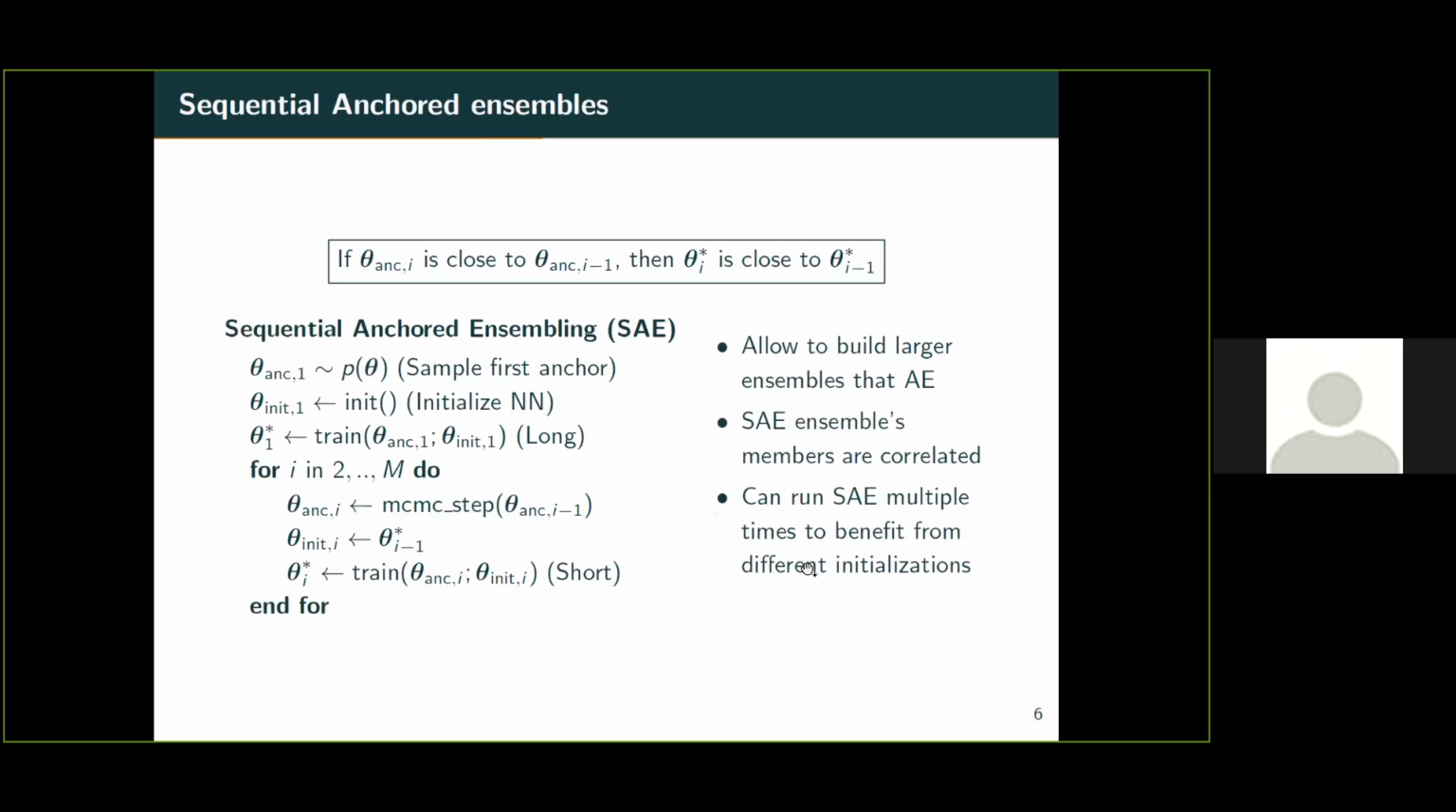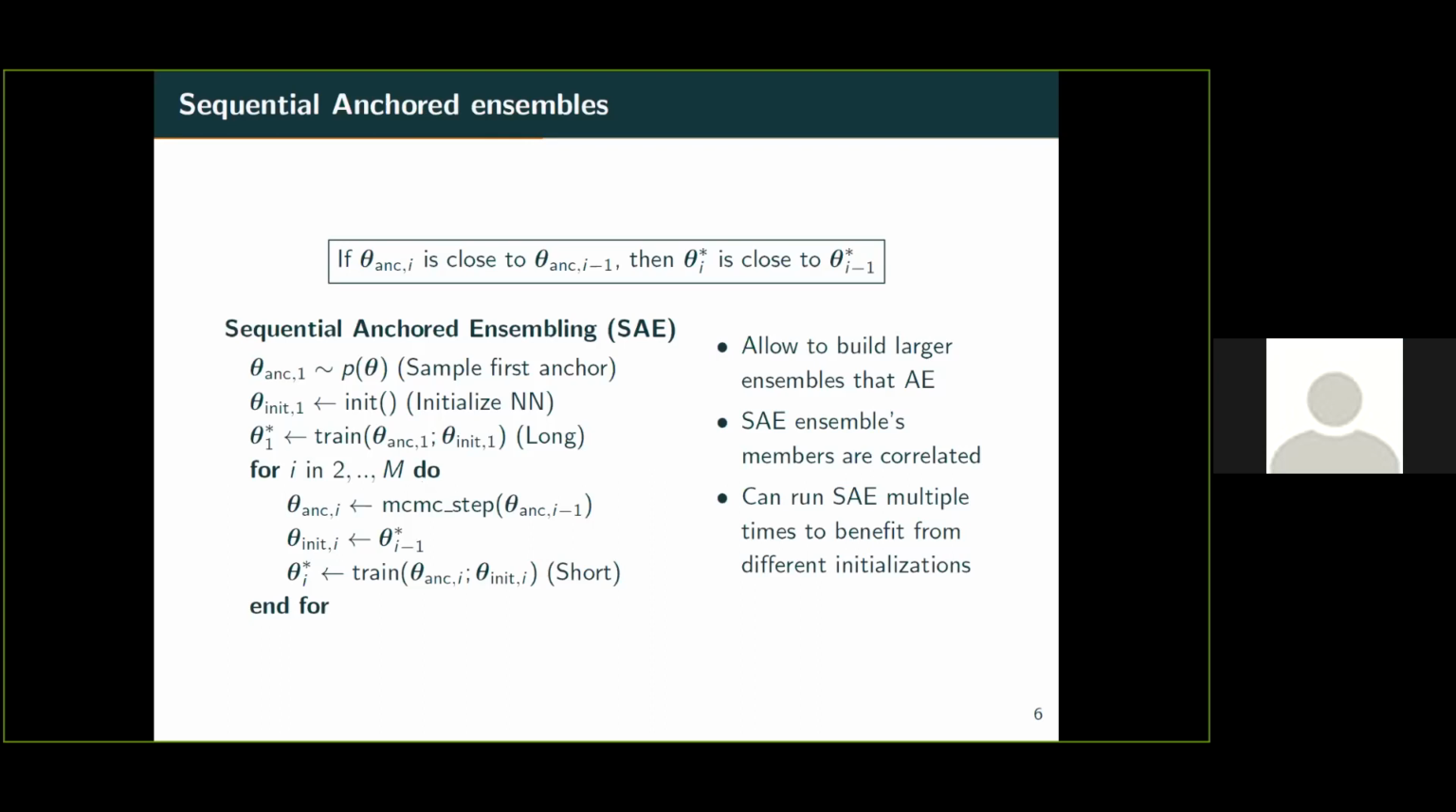The algorithm works as follows. We first sample an anchor from the prior, and then we make a first long training of 100 epochs. Then we draw another anchor and we train starting from the previous obtained solution. Hopefully this training is much shorter and will allow to build larger ensembles. We need to have anchors that are close to each other, but eventually span the whole prior distribution. For this, we draw the anchors from an MCMC procedure that actually runs on the prior.